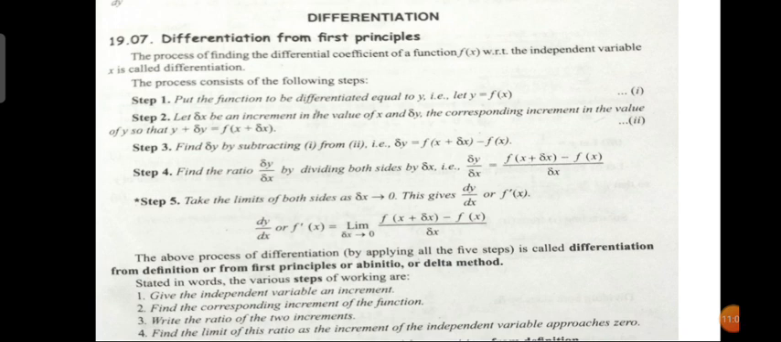Yes, with the above equations you will get delta y is equal to f of x plus delta x minus f of x. Take the ratio delta y by delta x, and then apply the limit as delta x tends to 0 on both sides. The above process of differentiation is called differentiation from definition, or from first principles, or the delta method. Yes, this is the delta method, differentiation from first principles, which is important.